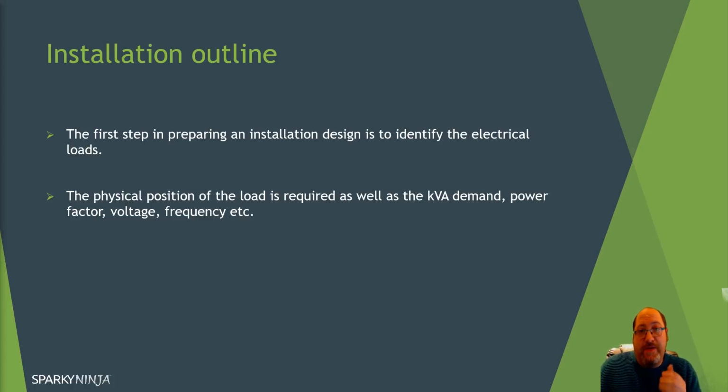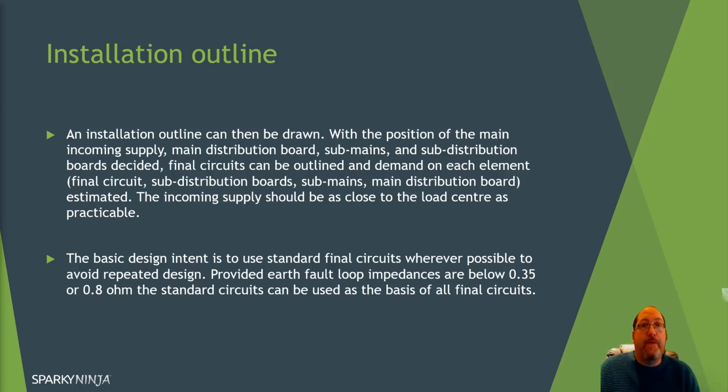Okay, you're going to look at the physical position of the loads required, as well as the kVA demand, power factor, that's important as well, voltage, frequency, etc. Okay, we can then draw this down, position of the main incoming board, main sub-mains, distribution assemblies, and you can actually do this for your project before you even start going onto the actual wiring diagram or the drawings that they send you. You can actually do an installation outline drawing, sub-mains, DB1, DB2, DB3.